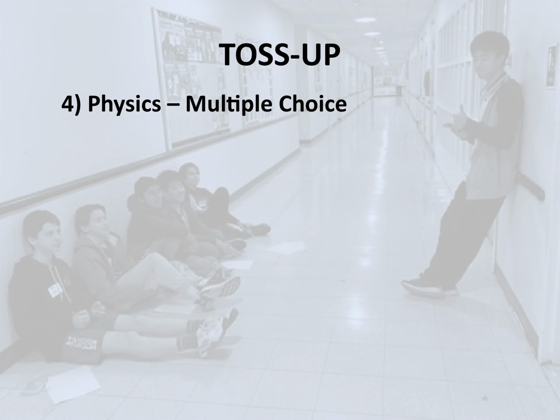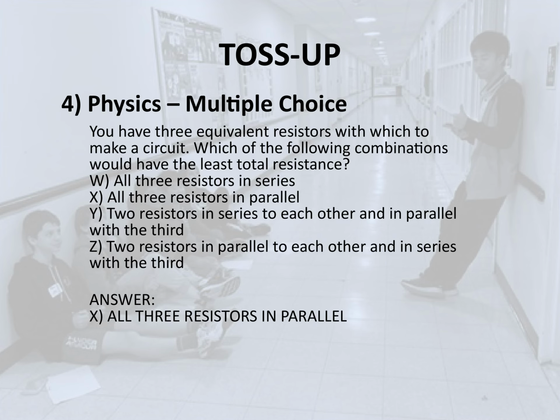Toss-up 4. Physics, multiple choice. You have 3 equivalent resistors with which to make a circuit. Which of the following combinations would have the least total resistance? W. All 3 resistors in series. X. All 3 resistors in parallel. Y. 2 resistors in series to each other and in parallel with the third. Z. 2 resistors in parallel to each other and in series with the third. Answer: X. All 3 resistors in parallel.